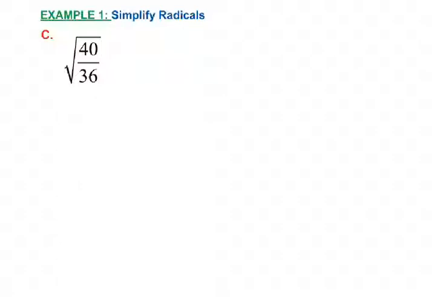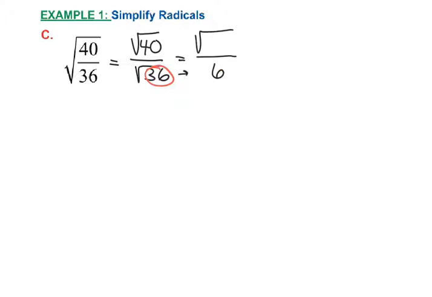Here's one where there's a quotient on the inside. That can be separated up into the square root of 40 divided by the square root of 36. Before you go any further, take a look at those numbers. Are either of those numbers a perfect square? Yes, 36. So because it's a perfect square, I can take the square root of it. The square root of 36 is 6. And then on top, I have the square root of 40.